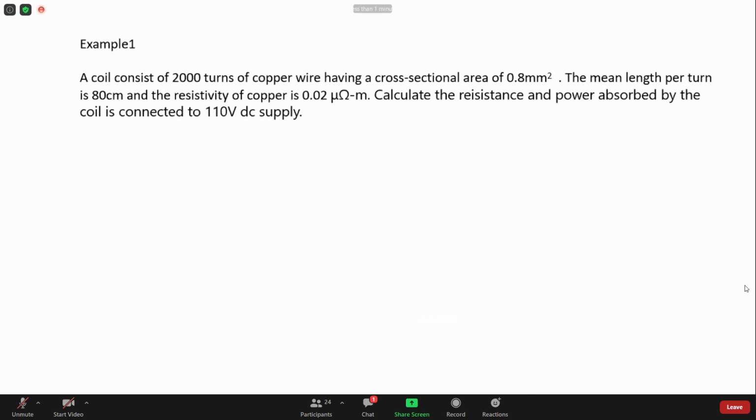So, example: you have a coil consisting of 200 turns of copper wire having a cross-sectional area of 0.8 mm squared. The mean length per turn is 80 cm and the resistivity of copper is 0.02 micro-ohm meter. Calculate the resistance and the power absorbed by the coil if it is connected to 110 volts DC. Okay?